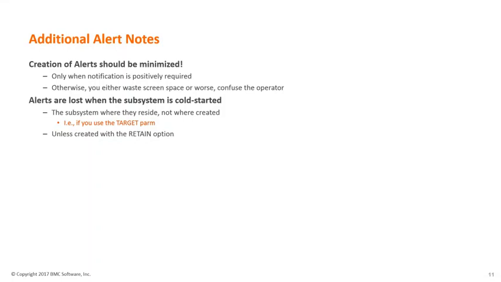is truly required. It's also important to point out that your alerts go away when the BBISS, the MainView address space for AutoOperator, gets recycled. And the way around that is to use the retain option in your alert specification.